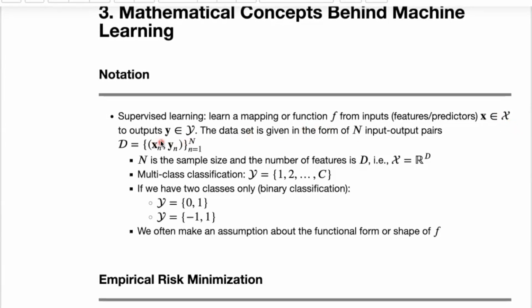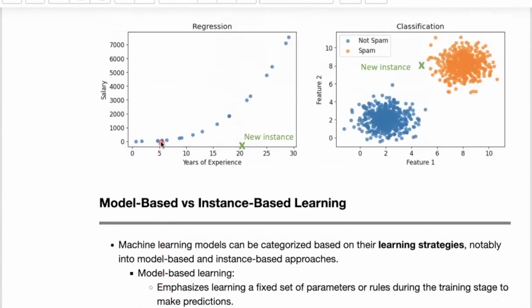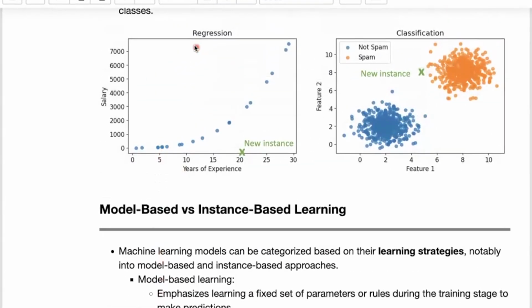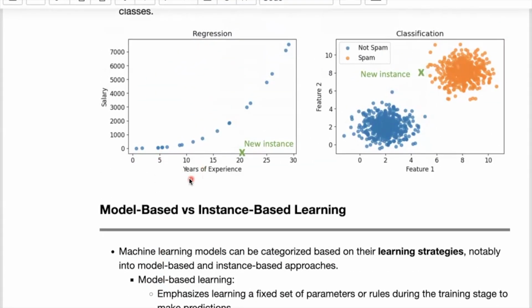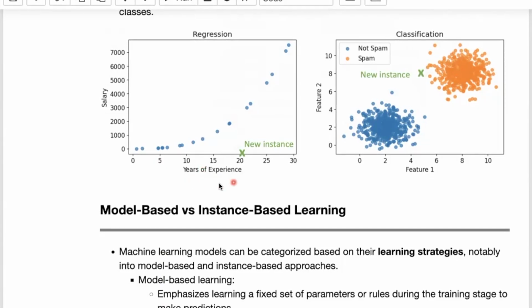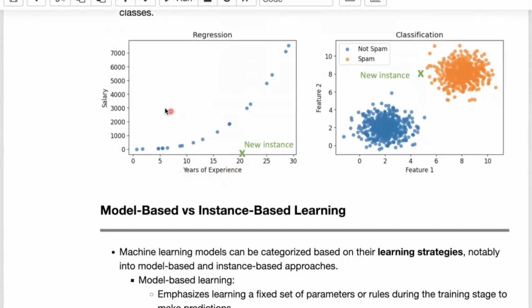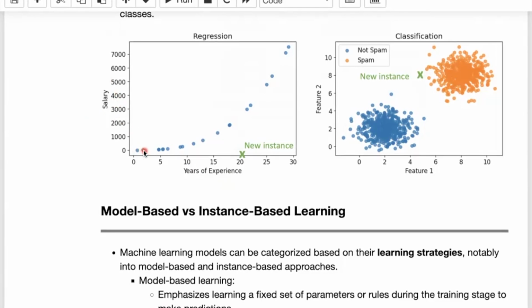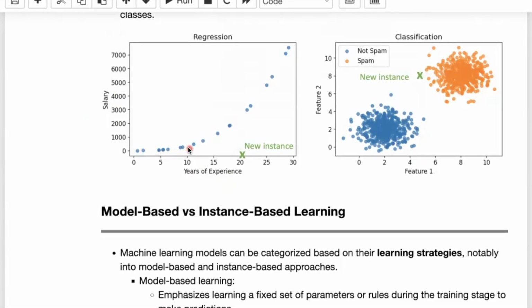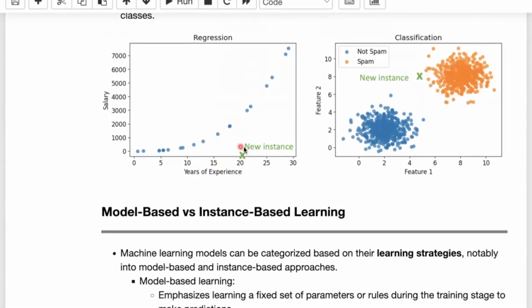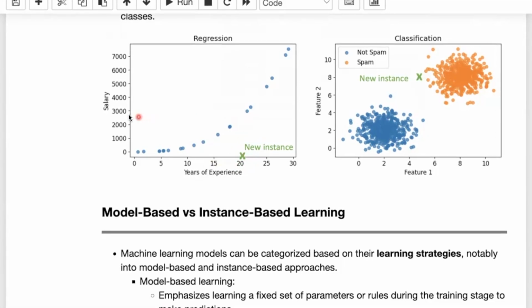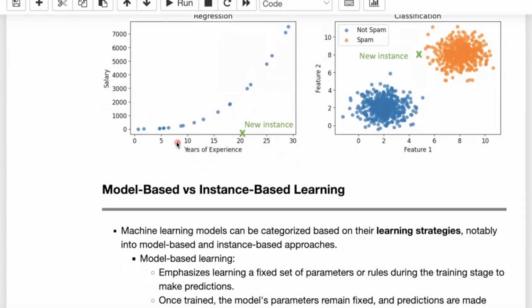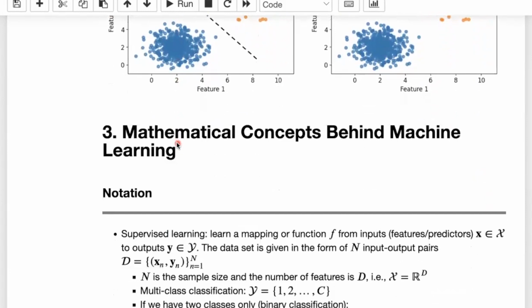and we want to map this to our outputs. To understand this, let's look at one of the examples that we had before. In the case of regression, we wanted to relate years of experience, which is our feature or our input, to salary, which is our output. And therefore, the goal is what kind of function f we have to find so that for any new instance, we can predict the salary as accurately as possible.